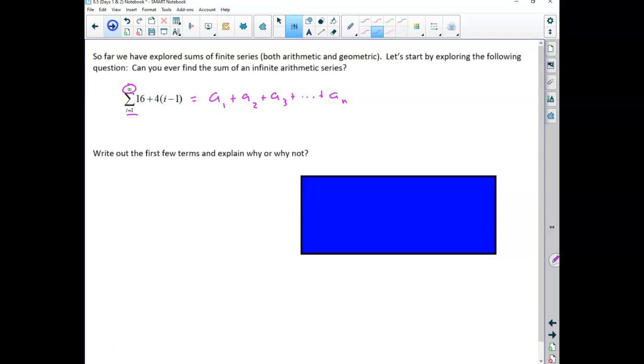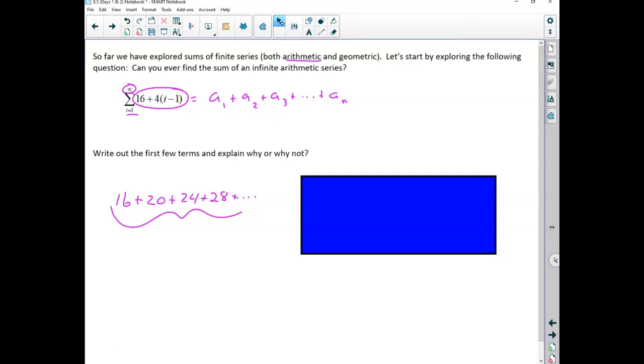This is kind of a weird concept, but my first term, if I plug 1 in there, I get 16 plus, now I plug a 2 in there and I get 20 plus 3 is 24 plus 28 plus... and I'm going to continue adding all these together. Well, what happens if I continually add all those numbers of this particular sequence, which is arithmetic, by the way, because it's a linear function or a linear sequence? Write out the few terms.